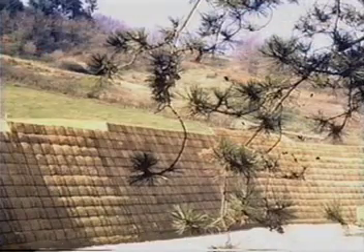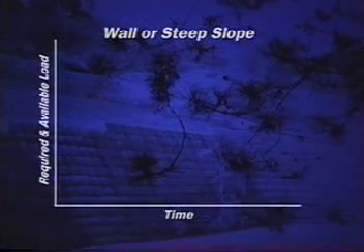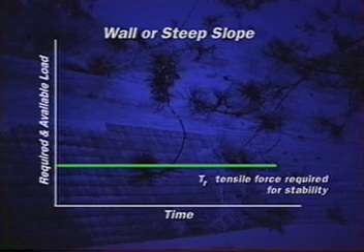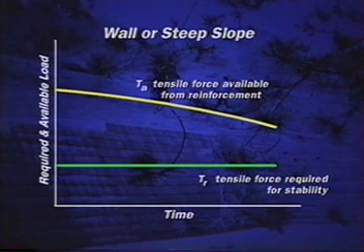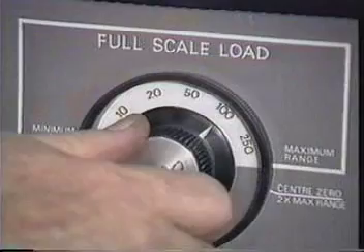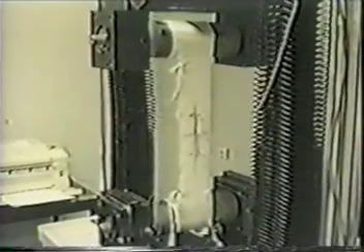In the case of reinforced fill walls and slopes, the tensile force, T sub R, required to maintain stability over the design life remains sensibly constant. In contrast, the ultimate tensile restoring force, T sub A, provided by the reinforcement, will decrease over time due to corrosion or creep. The reinforcement must therefore provide a restoring force with an adequate margin of safety against tensile rupture to meet serviceability limits.